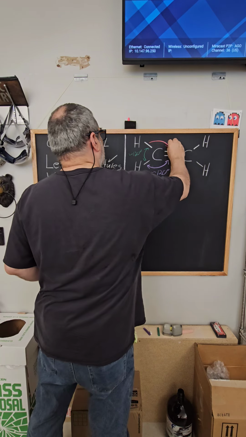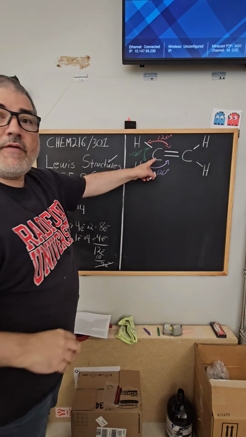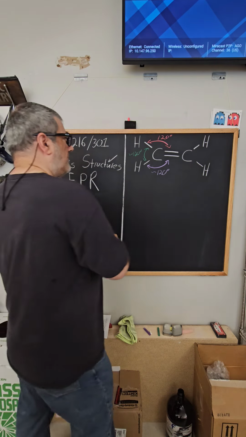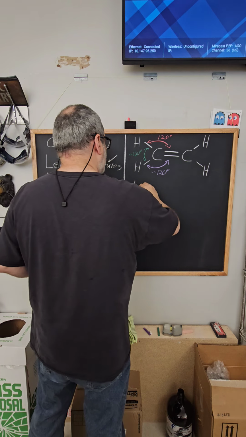I'll put this one. And it would be the same for the other carbon, the other side. However, the name of the geometry, well, for the carbon, each carbon, I should say, it's going to be trigonal planar.